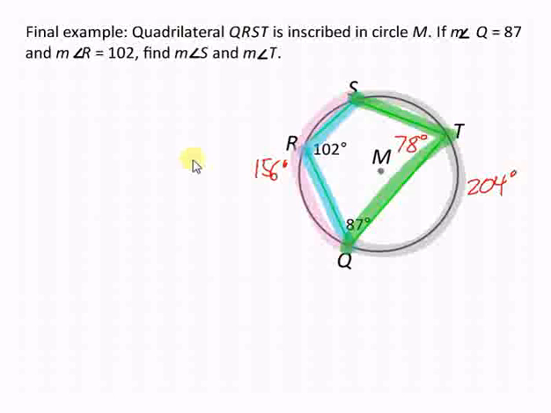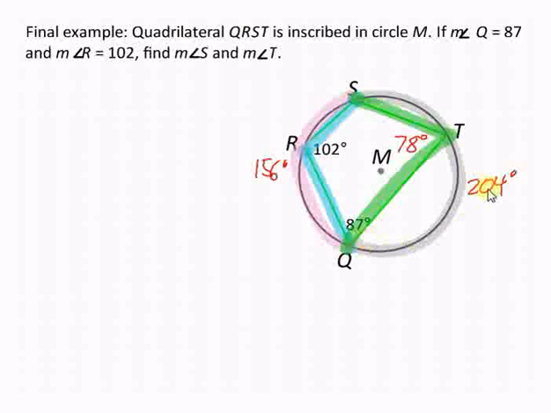Alright, one last example, and actually, by solving this example, we're going to figure out the final theorem. Quadrilateral QRST is inscribed in the circle, and they tell us angle Q to begin with, and angle R, and they want us to find angle S and T. Alright, well, the numbers that I've drawn in here are based on angle R. So I hope you can see that angle R is an inscribed angle, and since it's 102 degrees, the arc it intercepts, which is a very large major arc STQ, has to be twice that much.